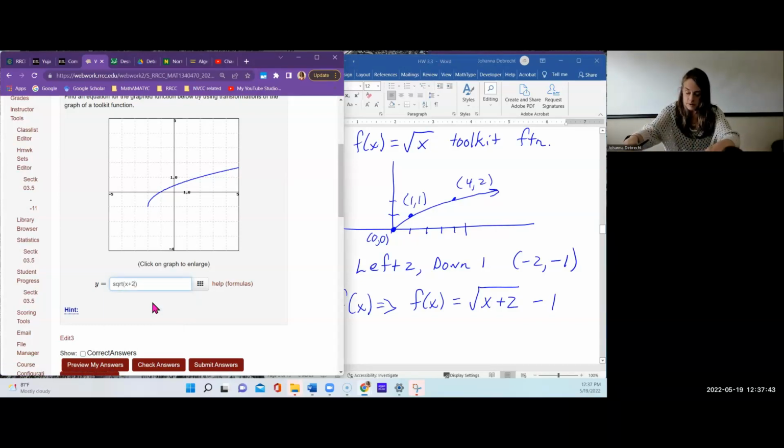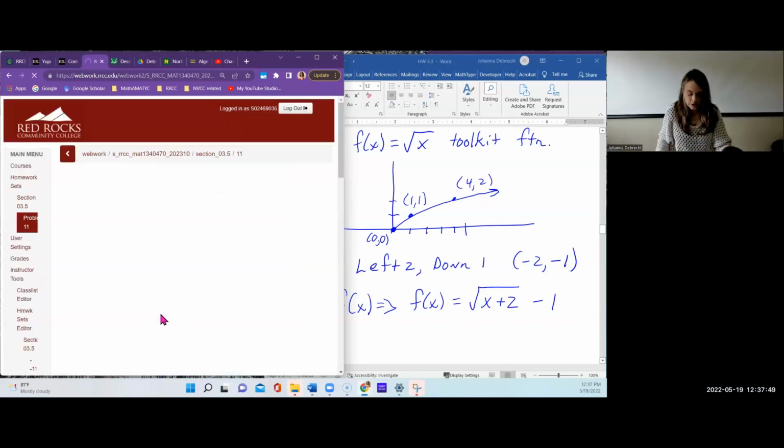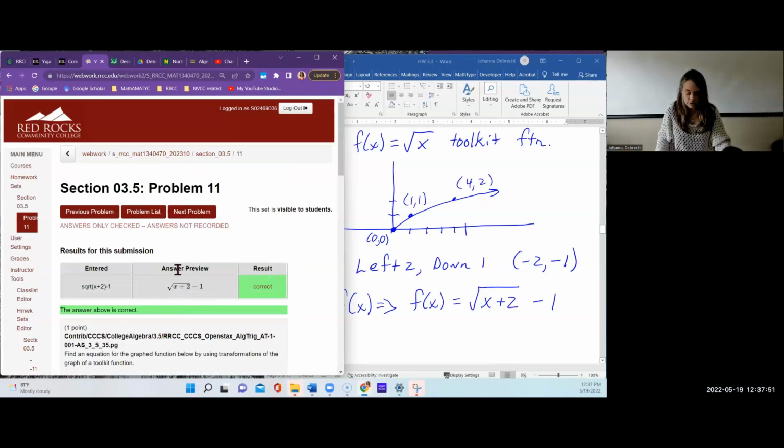Move outside the notation to put the minus 1, and then check your answer. Make sure that you check the answer preview to make sure that this matches what you have over here. When you make a mistake, the most common mistake is just to type in your answer wrong, not to actually work it wrong, but to type it in incorrectly. Check that first.